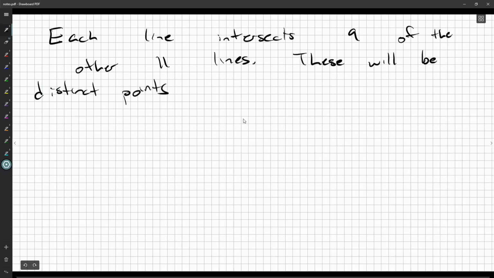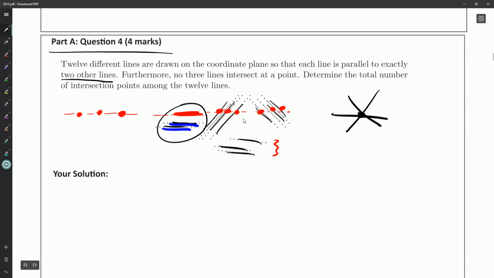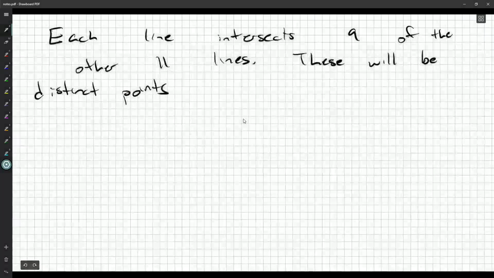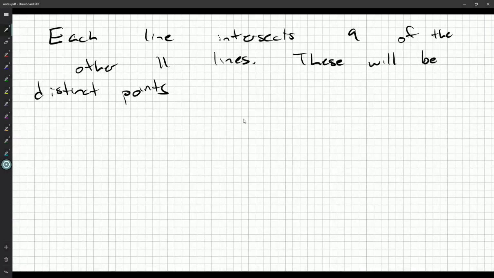Because we are told that no 3 lines intersect at a given point. So each of the 12 lines gives me 9 points. However, this point is on both this line and this line. So each point is created by 2 lines. So this is sort of a counting problem where we're counting in 2 different ways.